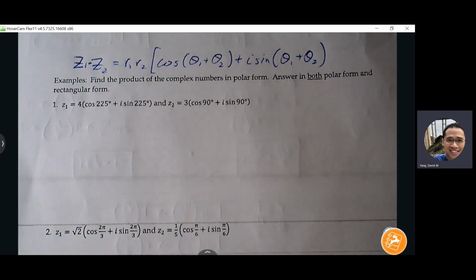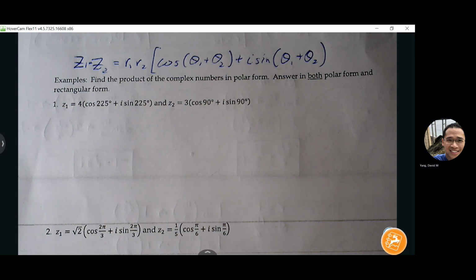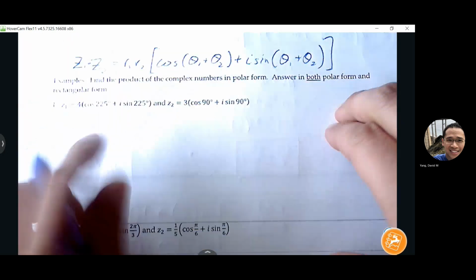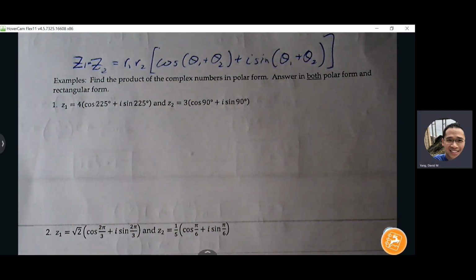Okay, so I put the formula above. We're just going to apply this formula here. All right, so it says find the product of the complex numbers in polar form. The nice thing with number one is everything is given to us in polar form. We're just going to multiply using the process above, and then to get it into rectangular form, we'll just distribute the r through and then resolve the cosine and sine and get it to be a plus bi.